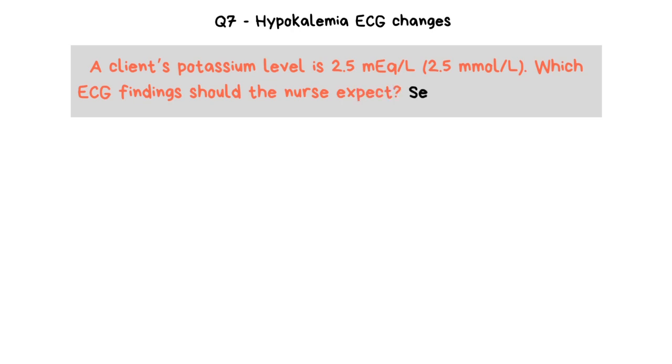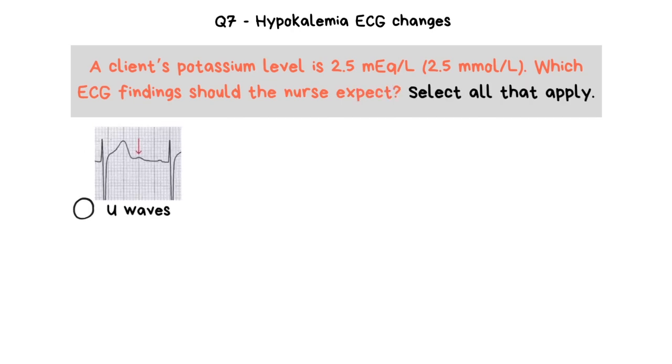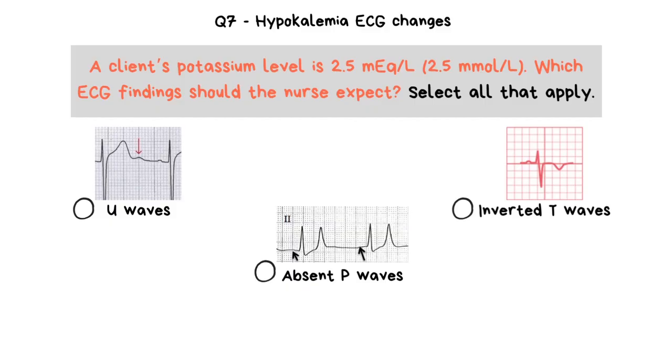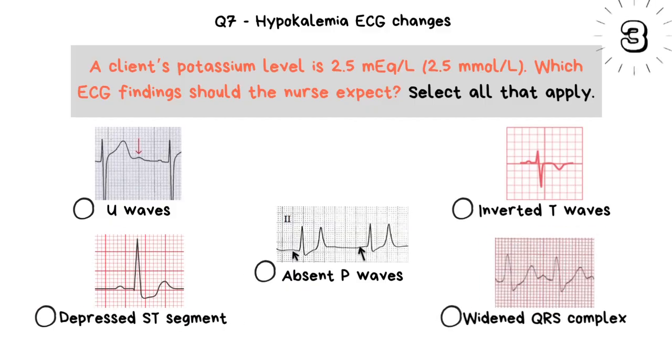Now, let's look at how severe electrolyte imbalances show up on the ECG, specifically hypokalemia. A client's potassium level is 2.5 milliequivalents per liter. Which ECG findings should the nurse expect? Select all that apply. The correct answers are U waves, inverted T waves, and depressed ST segment.